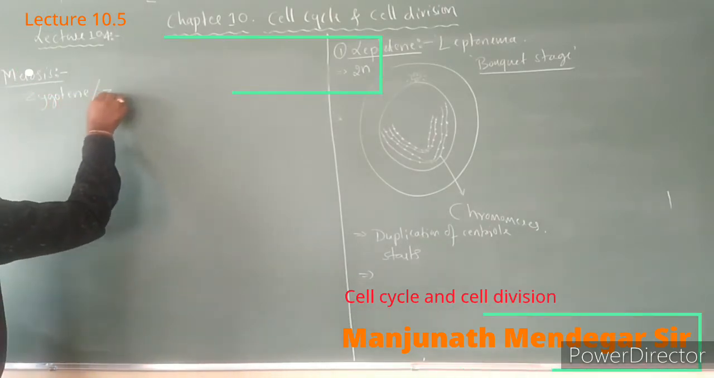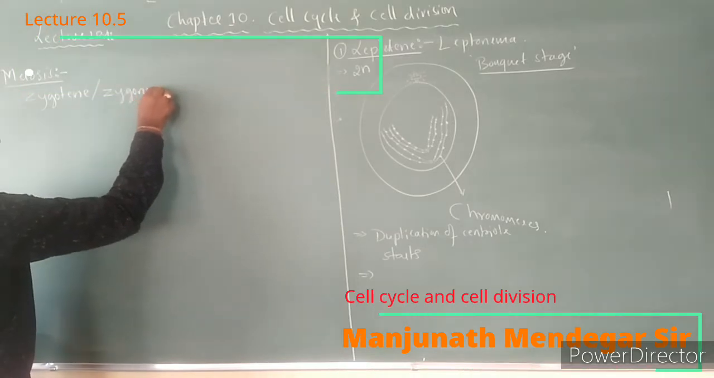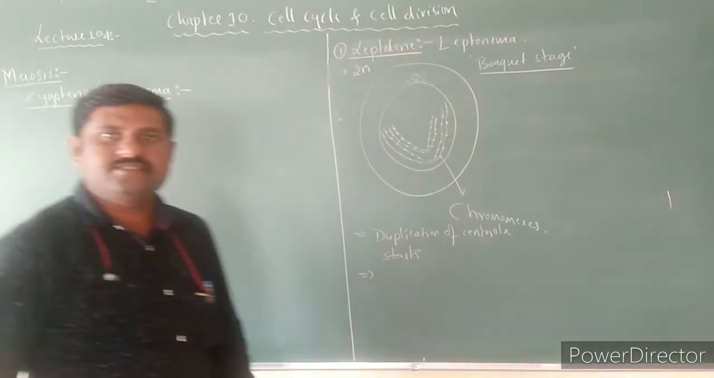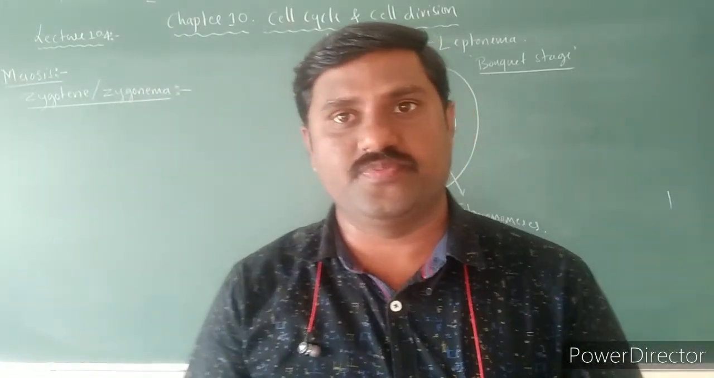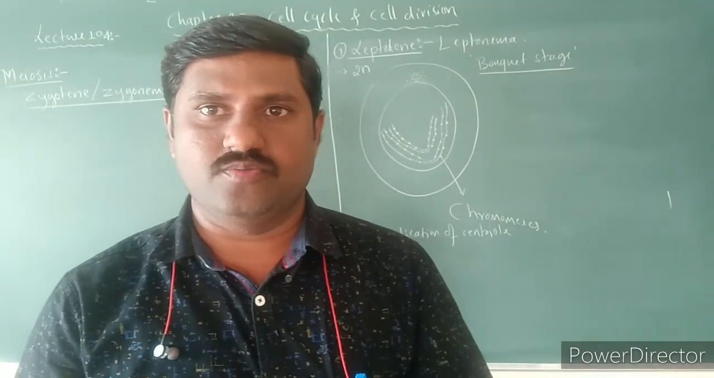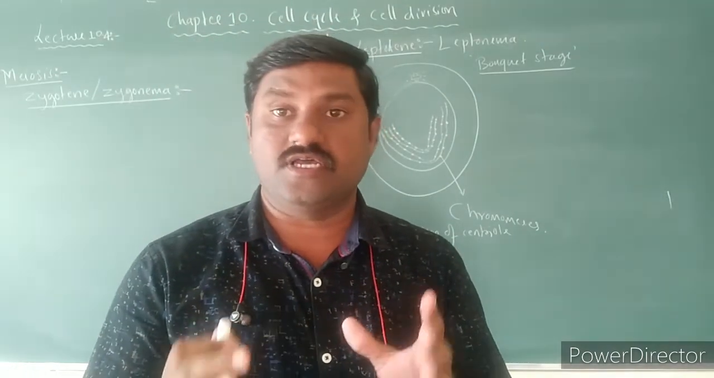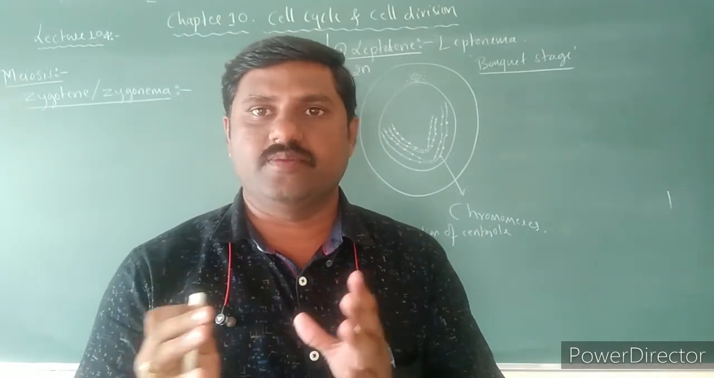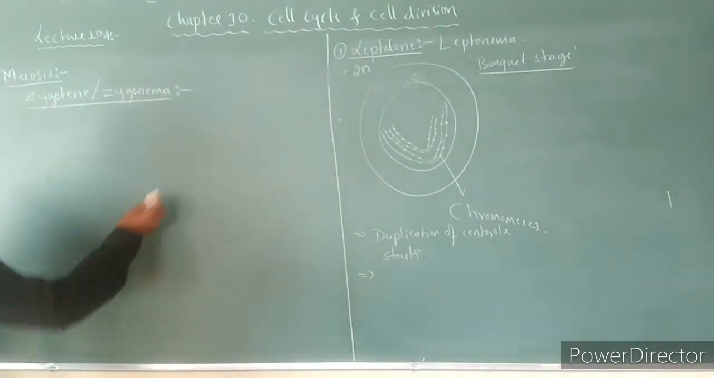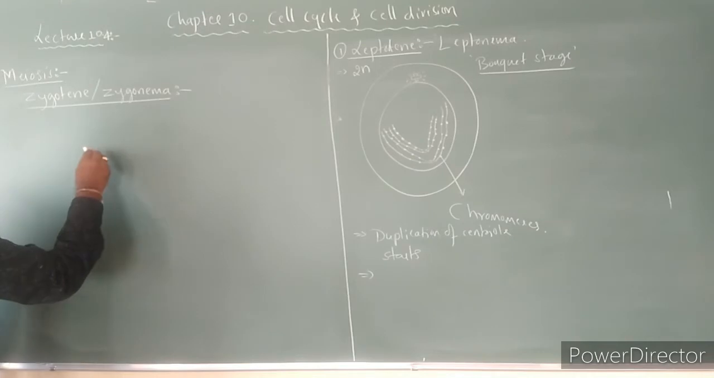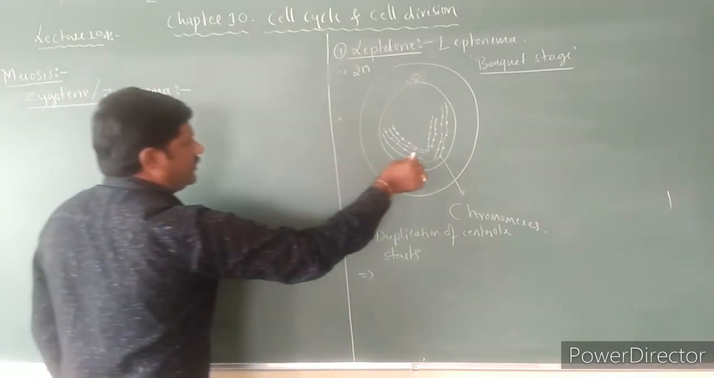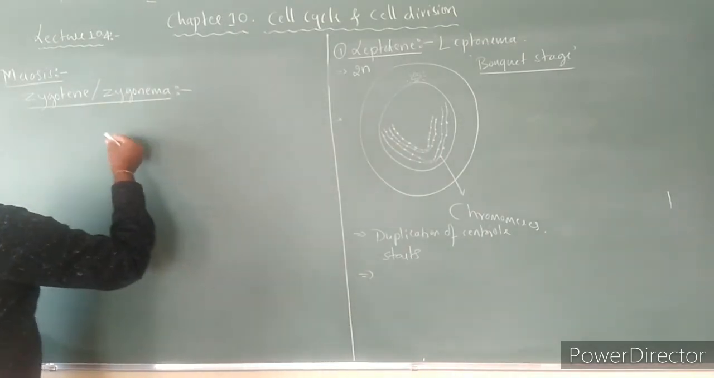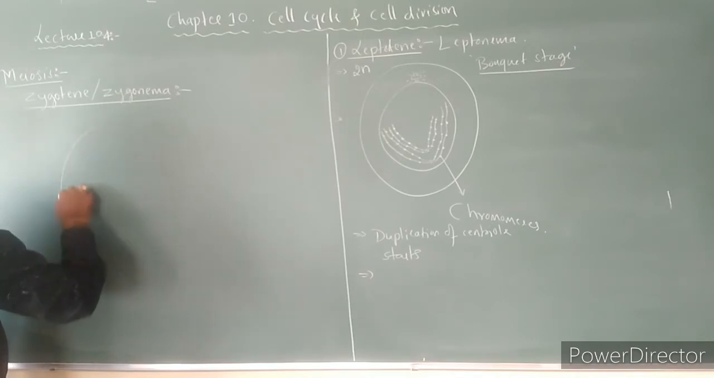Zygotene is also called zygonema. In this stage, what happens with the chromosomes is very important. Here the chromosomes become a little thicker. I shall show the chromosomes in the zygonema stage. What happens here is with the homologous chromosomes. I have taken a pair of homologous chromosomes here. They are very thin.